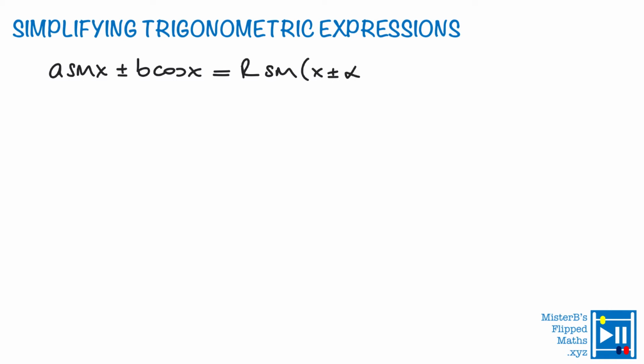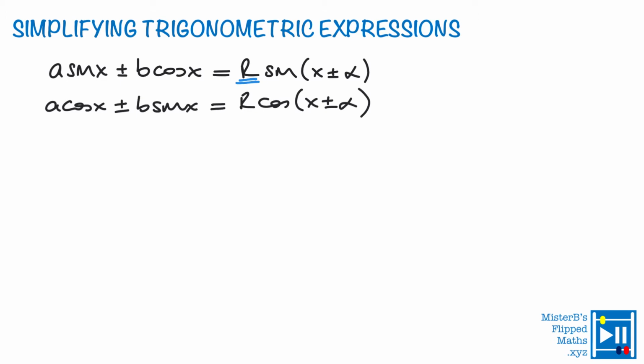plus some angle alpha, or if it is written the other way around, like a times cosine x plus minus b times sine x, then we can write this as r times cosine x plus minus some angle alpha. So the idea is to find the value of r and this angle so that we can reduce the number of trigonometric functions into one.